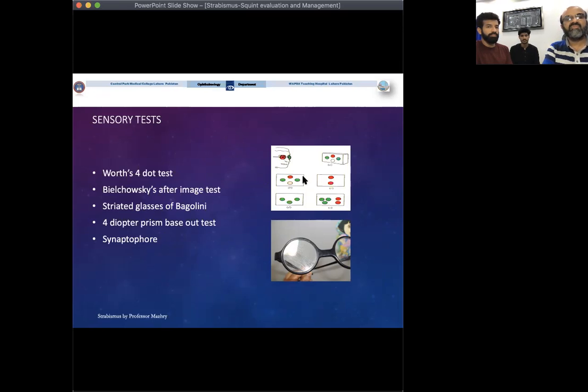So if the patient is seeing all four dots, with the lower dot being pink or alternating colors between green and red, that shows normal retinal correspondence and good retinal rivalry. Rivalry means, rival means enemy.